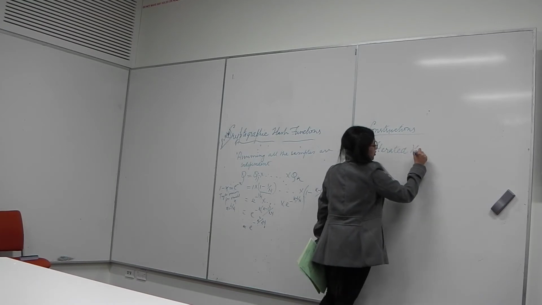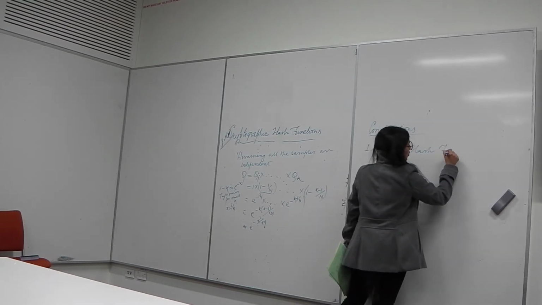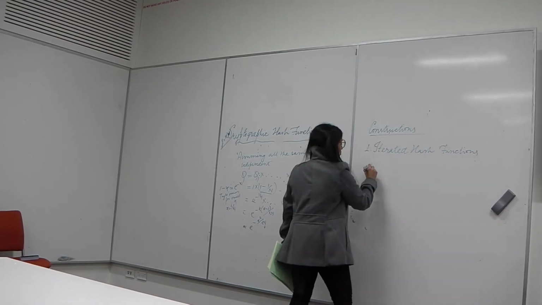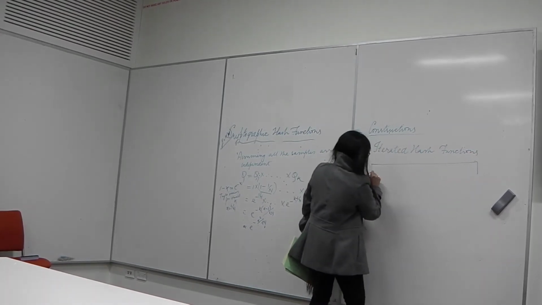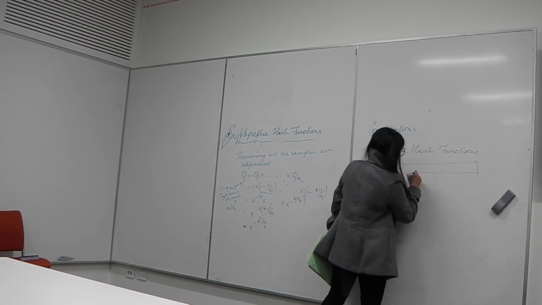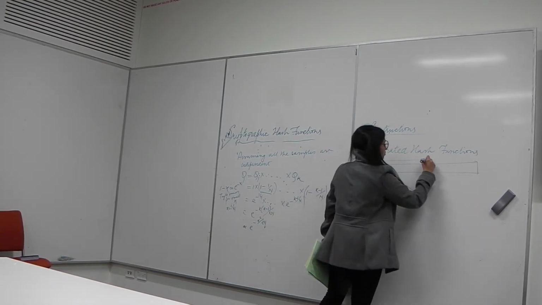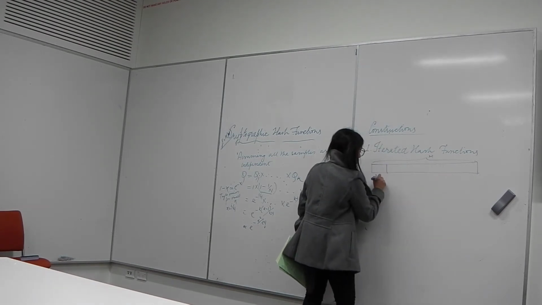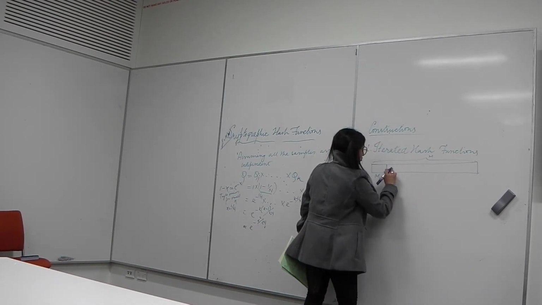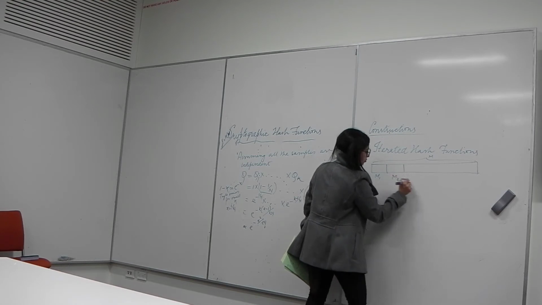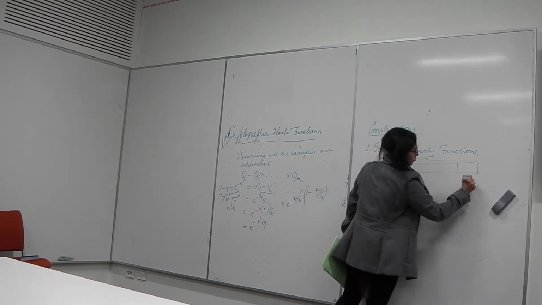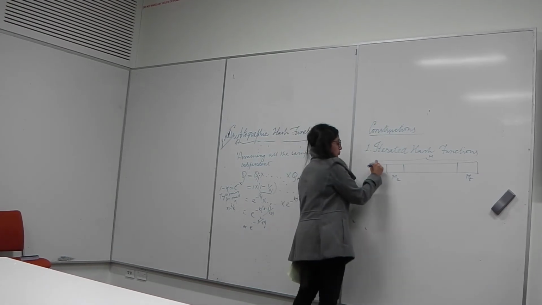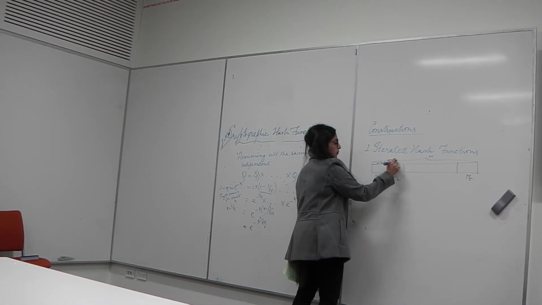Iterated hash functions. The concept is that you have a big message M. So you divide it into blocks of, say, m bits each.